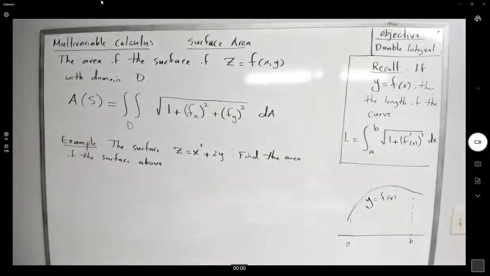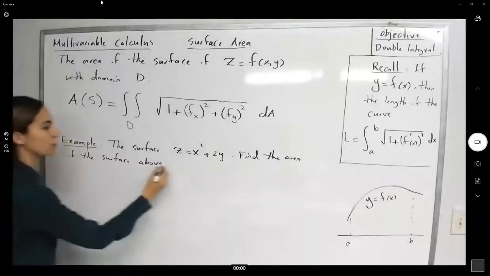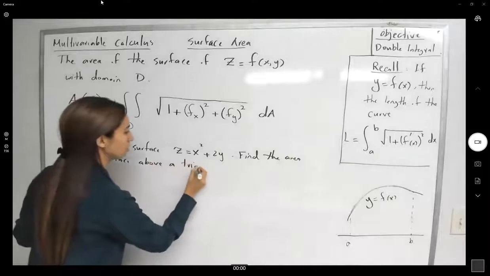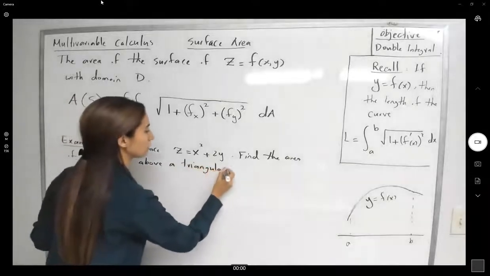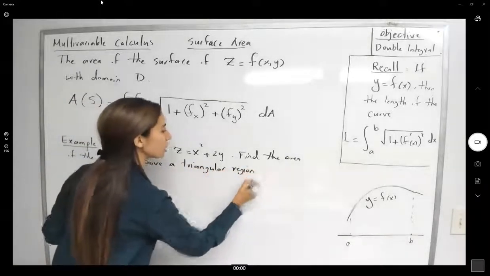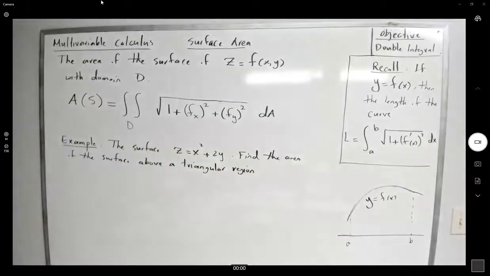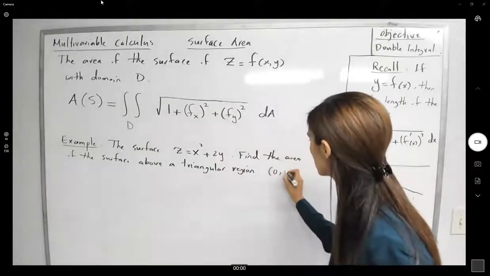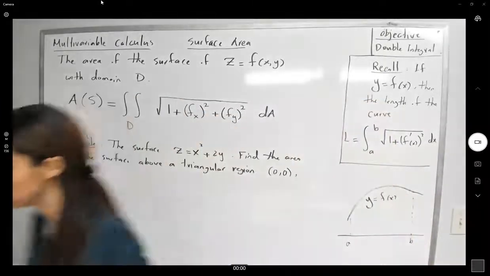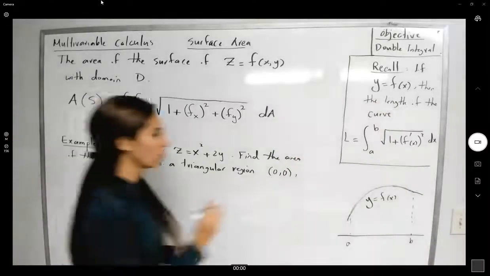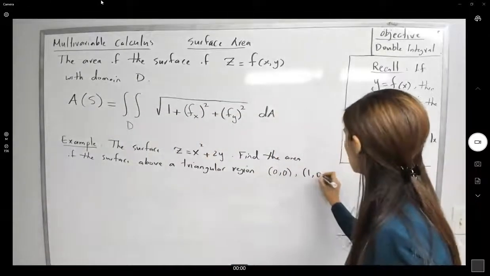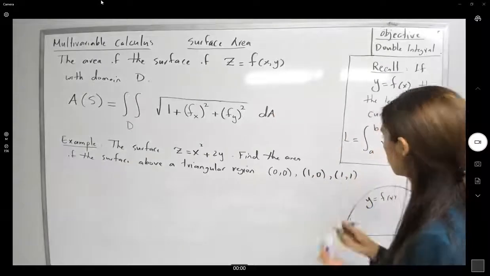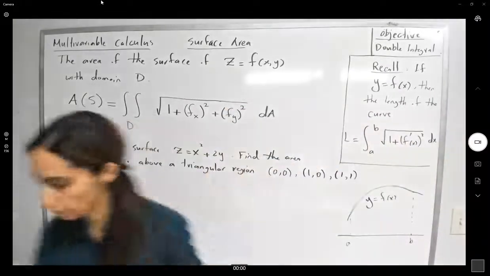What is our region? The surface is above a triangular region, which is bounded by these vertices: (0, 0), (1, 0), and (1, 1). Okay, perfect.